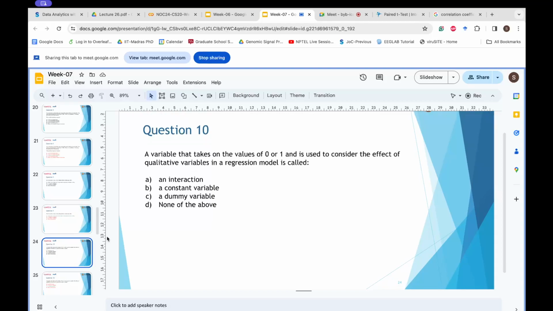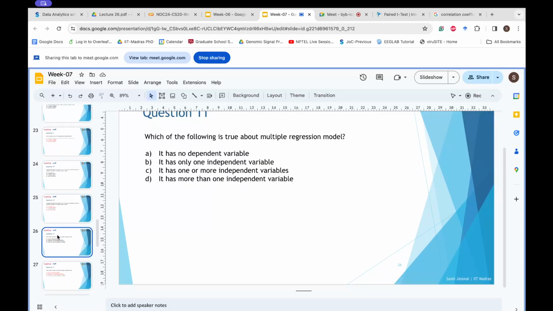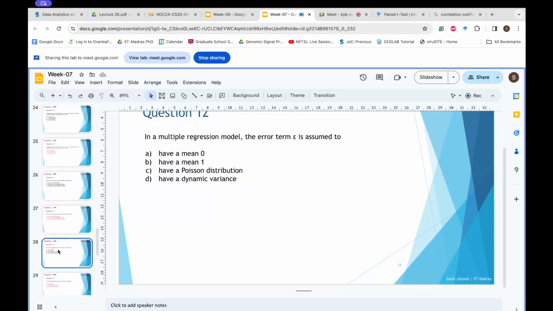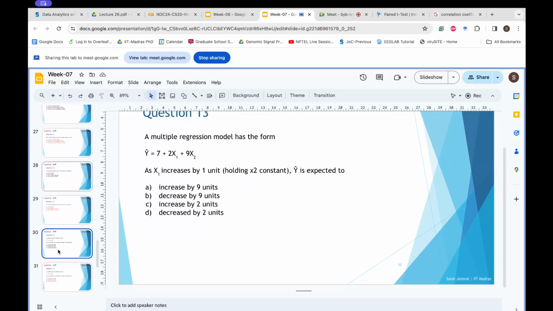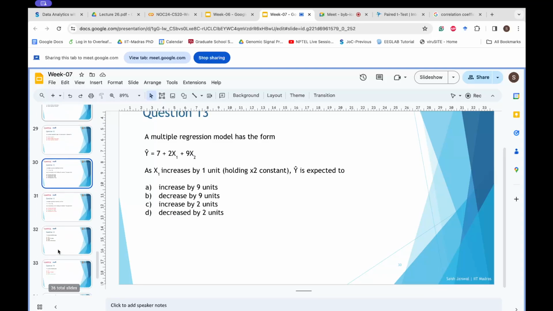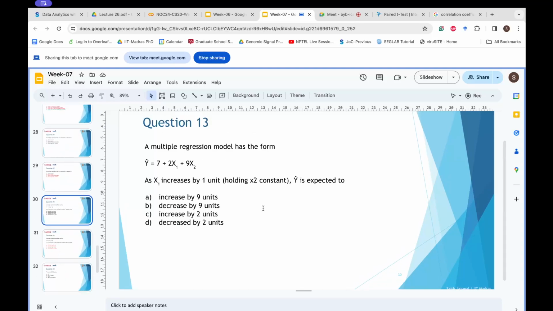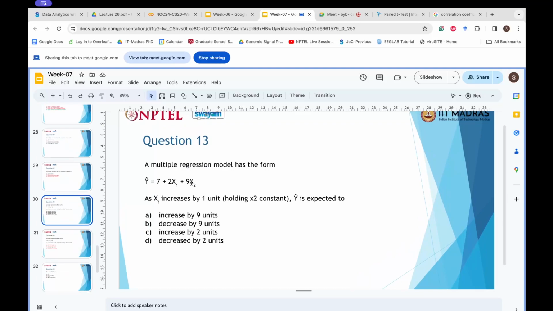Okay, this is also not covered yet, so I'll skip this part. Multiple regression is also not covered yet. I think the rest of the questions are okay. So this question can be answered. Ignore the fact that there are two variables.